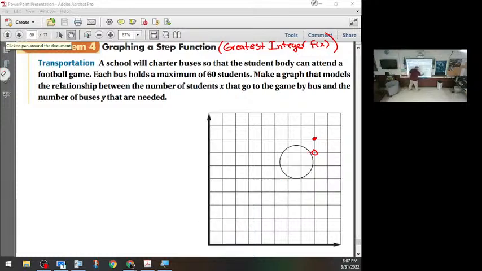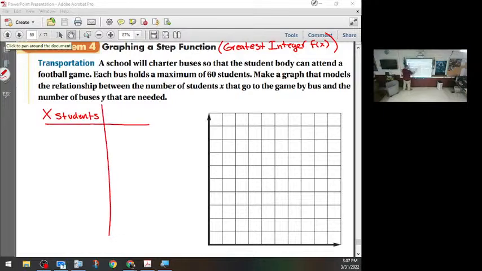Okay? So I bring that up because in the context of this problem, we're going to have to use that idea. A school is going to pay for a bunch of buses so they can have the entire student body go to a football game. Everyone's going to go. Each bus holds a maximum of 60 students. Make a graph that models the relationship between students and buses.